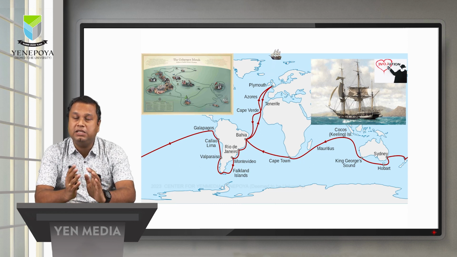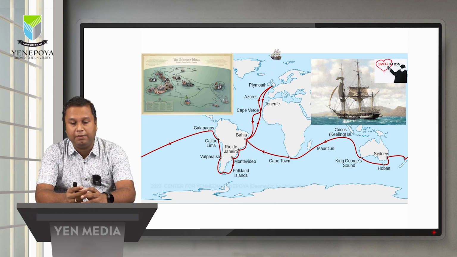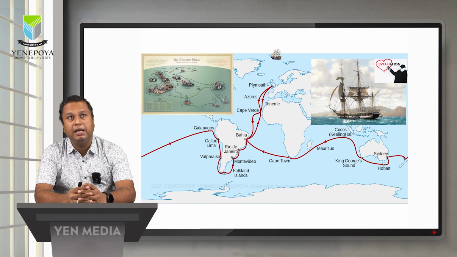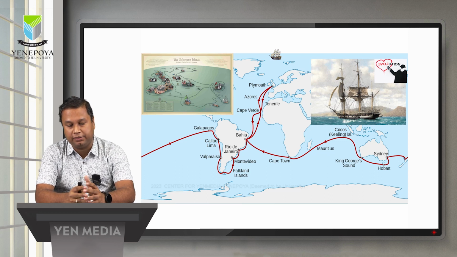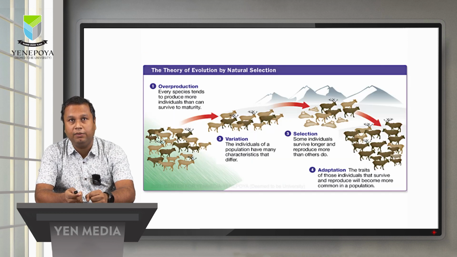While traveling this entire route, he spent a substantial amount of time in Galapagos Island. You may have heard about Galapagos Island in terms of Galapagos finches. And here he studied several organisms including finches, and for the first time talked about genetic variation. So let's see what Darwin meant.